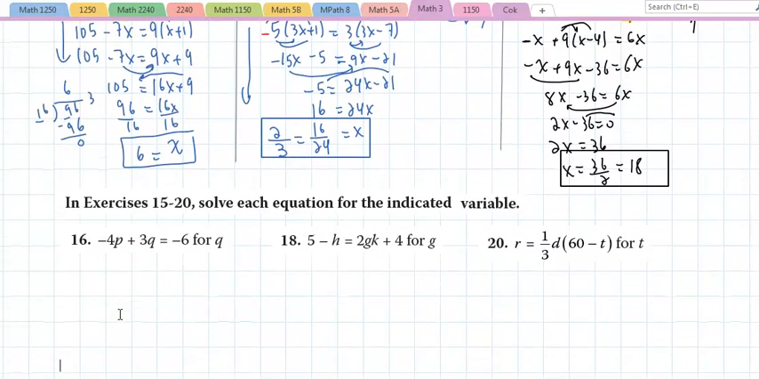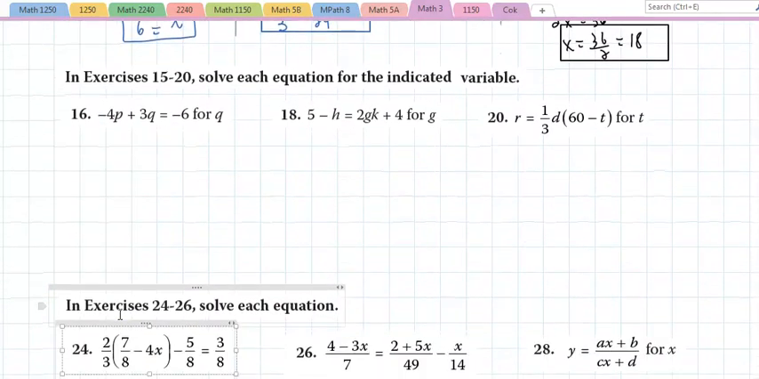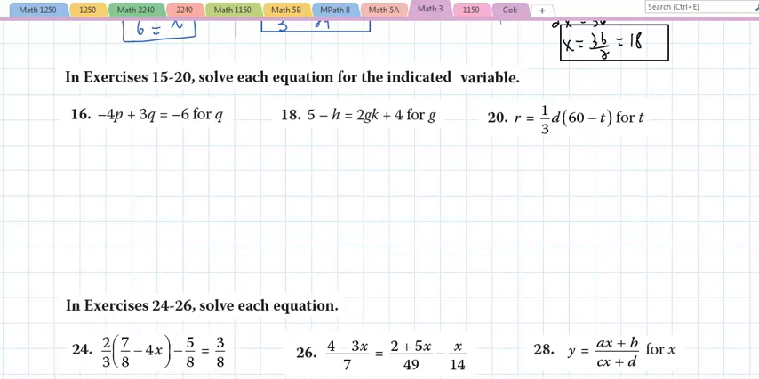Okay, I'm going to continue on now. We have 6 more problems to go. Here it says solve for the indicated variable. They want to solve this equation for q.